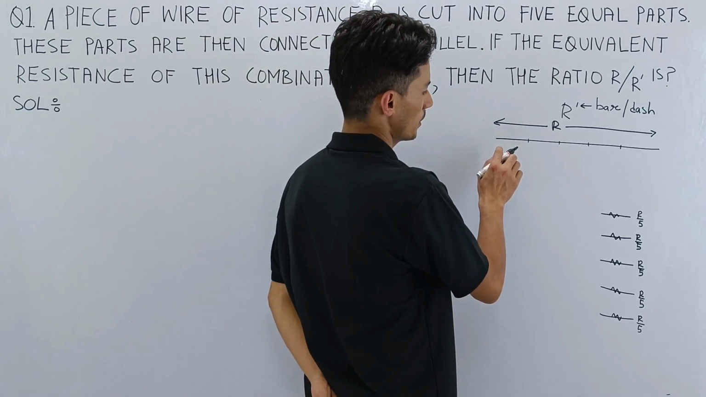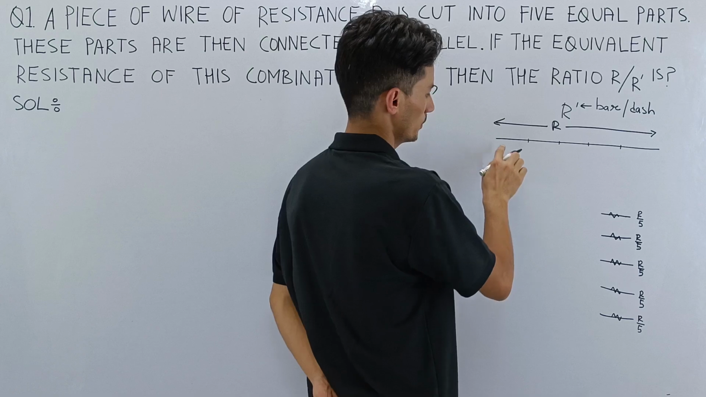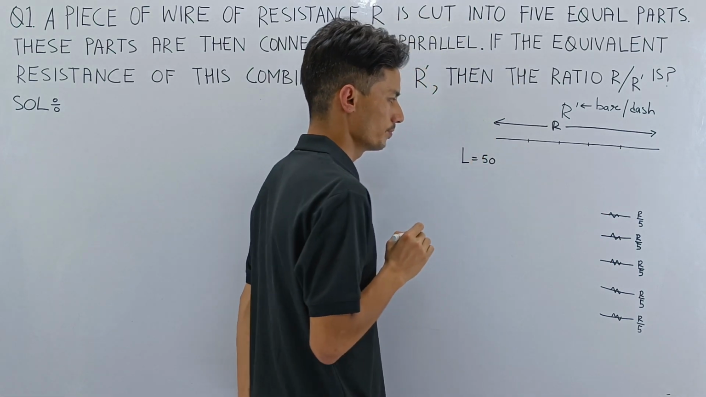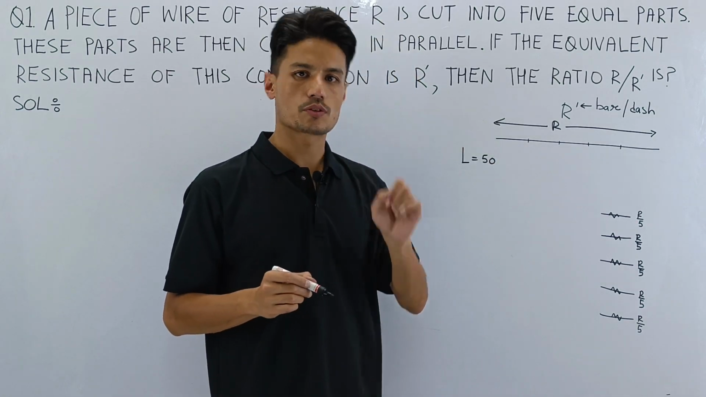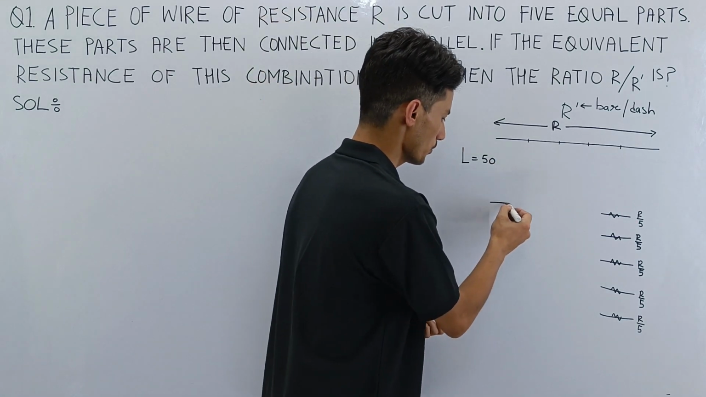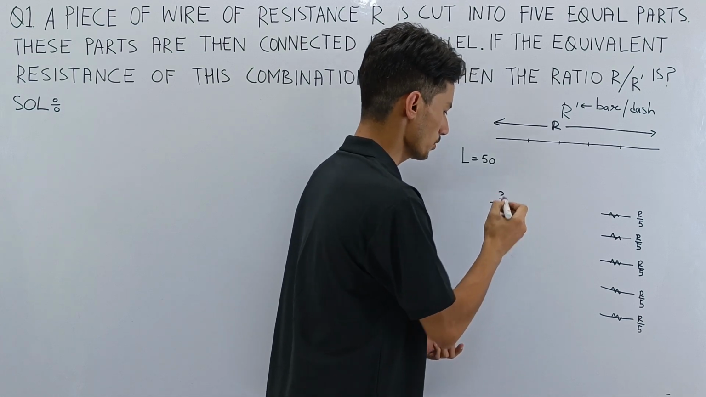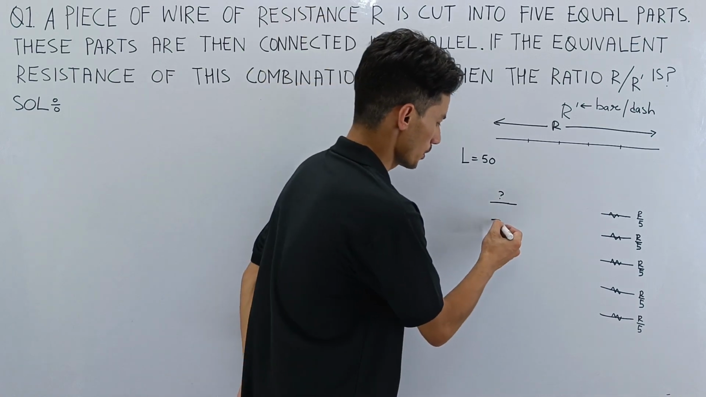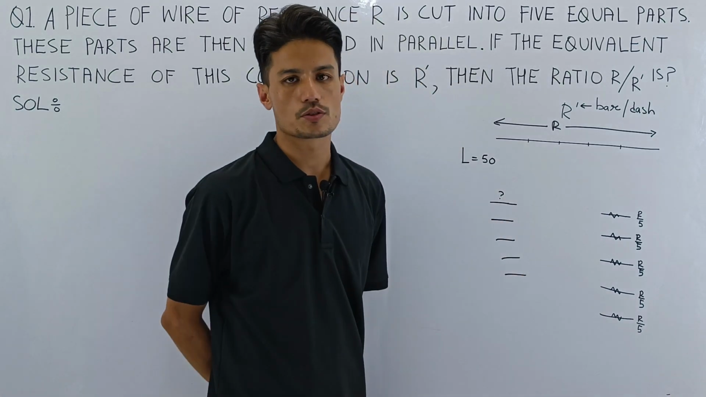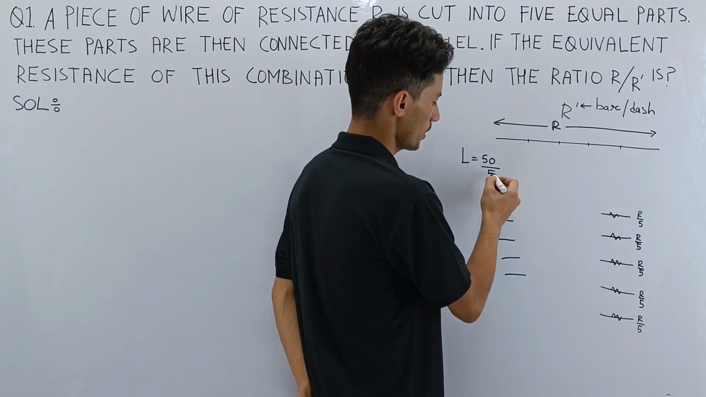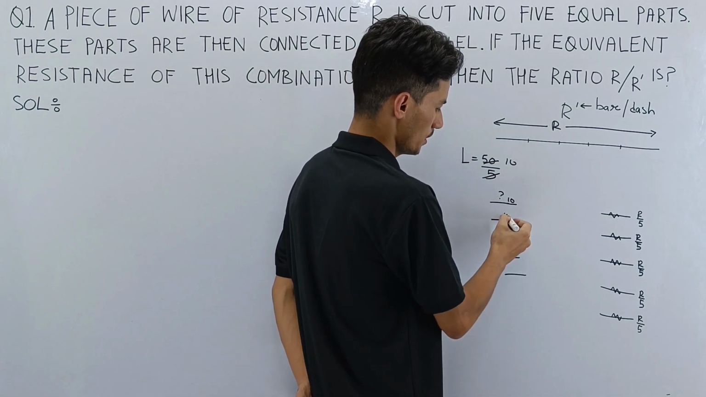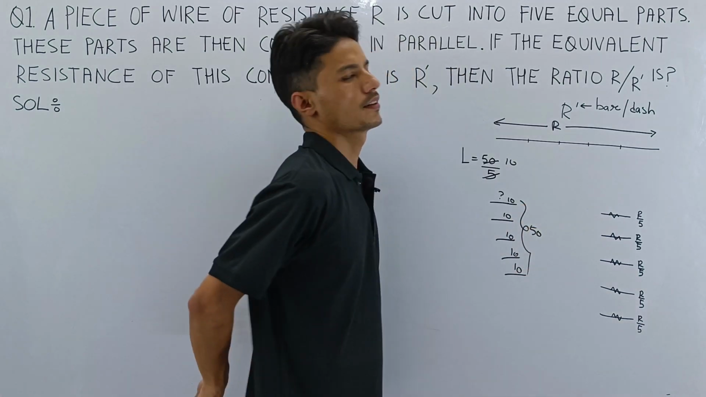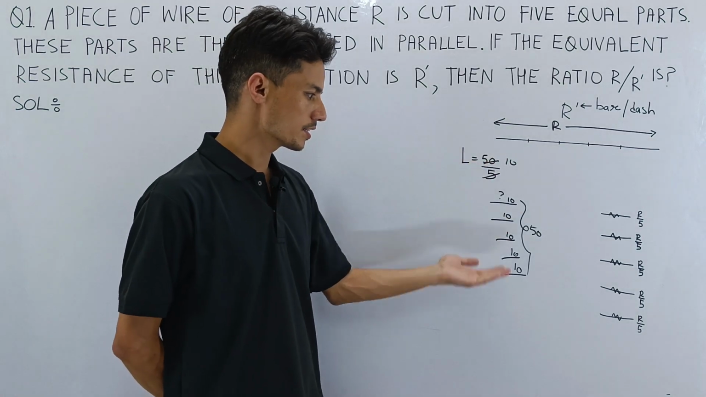Suppose the total length of this wire is 50. Then this wire is broken down into 5 equal parts. What will be the length of each new part? There are 5 of them, so the length will be 50 divided by 5, which is 10. So each part is 10, 10, 10, 10, 10. 10 plus 10 plus 10 and so on will give you 50, or not? Yes, there you go.